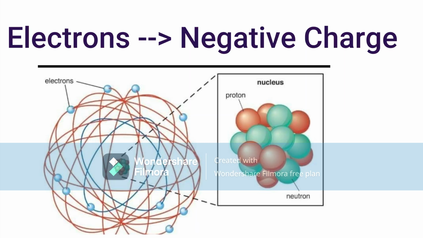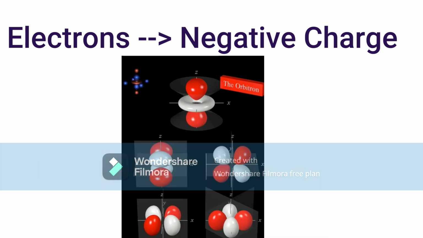Everything around us is made up of very small particles, which are called atoms. Inside every atom, there are electrons. Electrons carry a negative electric charge. The movement of these electrons creates electricity. Understand?